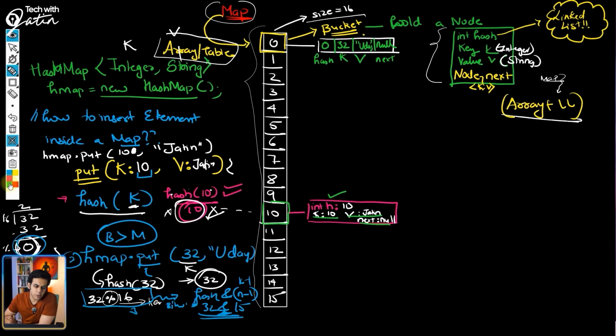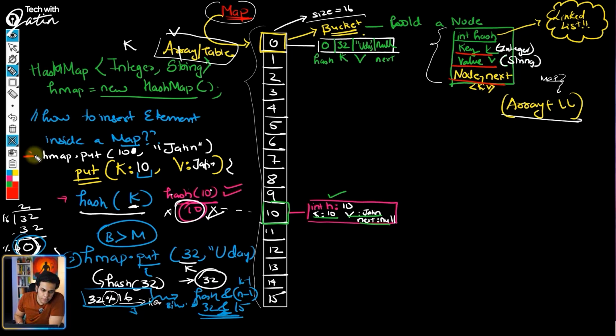Now, what is this node? A node is going to be a special class, okay? And this node class basically stores four things. It stores the hash. The next thing that it stores is the key, the value, and the address to the next node. So the node which we are trying to create on each of these buckets is actually going to be a linked list.